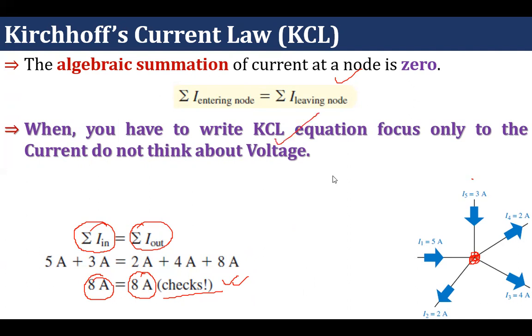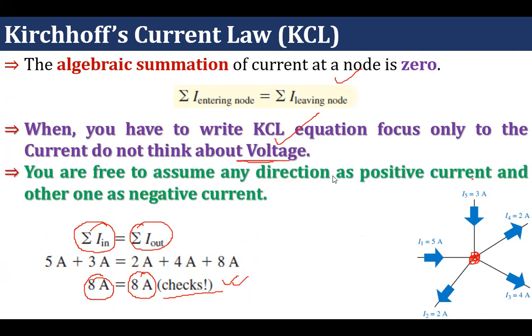Now some points which you have to remember when you are writing the KCL equation: you do not have to think about voltage. And the second one is that you are free to assume any direction as positive current. If you are assuming incoming current as positive and outgoing as negative current, the reverse is also true. That means you can assume incoming as negative current and outgoing as a positive current. So we are not going to follow this method to calculate how much is the incoming and how much is the outgoing. We'll write the KCL equation directly.